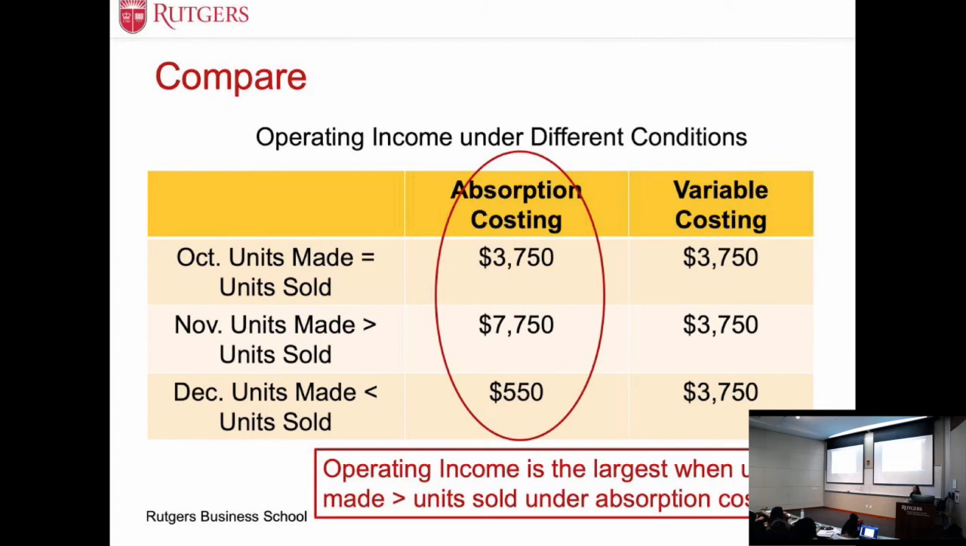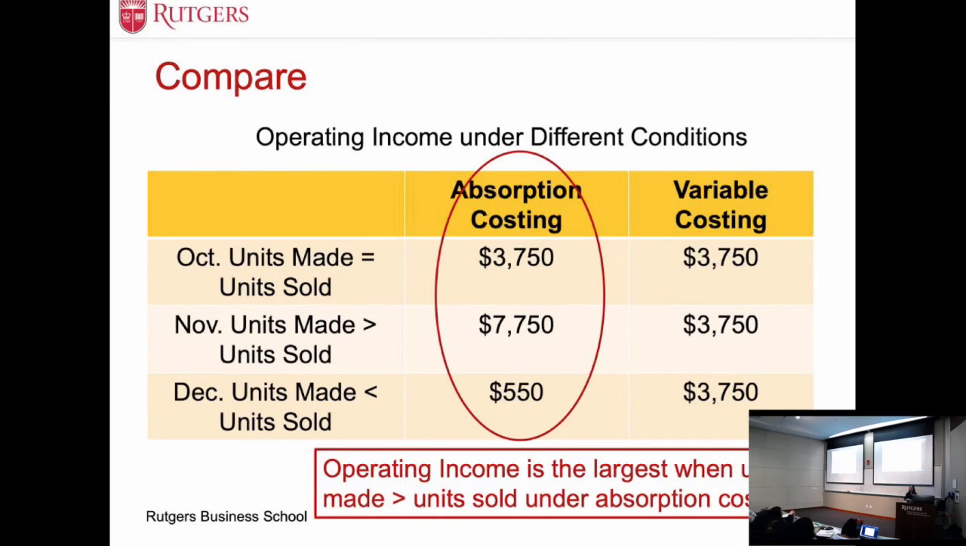This can be problematic because if the manager just wants to please the investors, they will just make as many products as possible to have a lower unit production cost so that the operating income can be bigger, which could be not good for the operation.